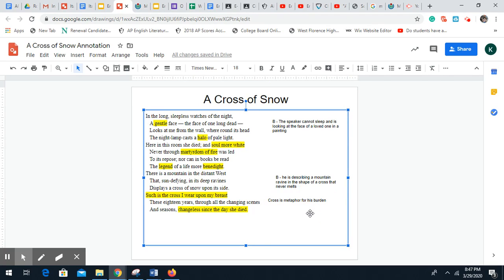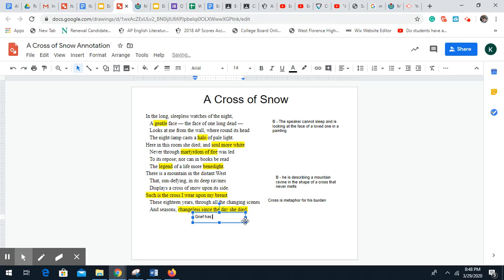And we might ask ourselves, why is he so burdened? I mean, obviously, he loved his wife, but 18 years, that's a really, really long time. And perhaps there are many different reasons he has not been able to get over her death, changeless since the day she died. His grief has not subsided at all in 18 years. So that's a really, really long time, and it really shows us how much he really loved his wife.